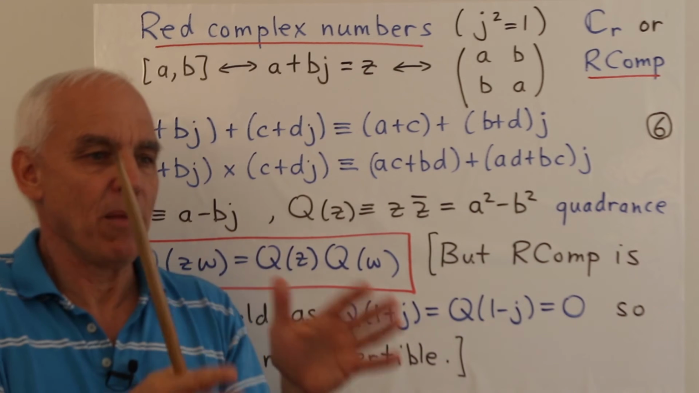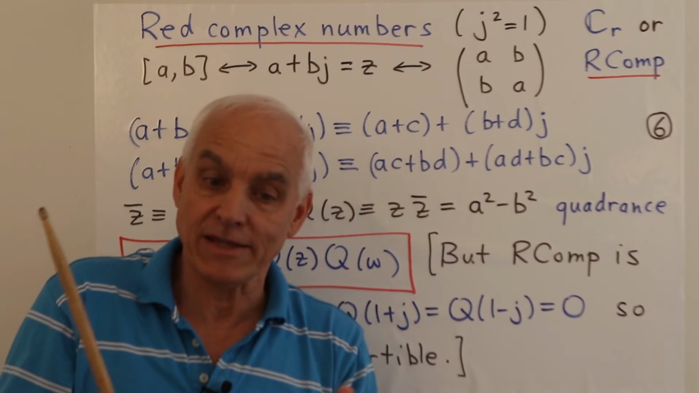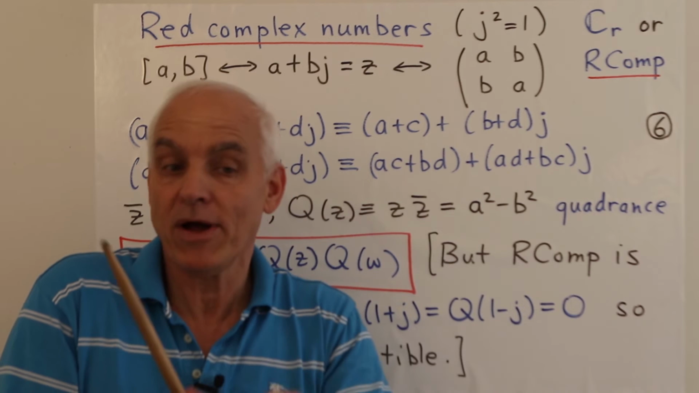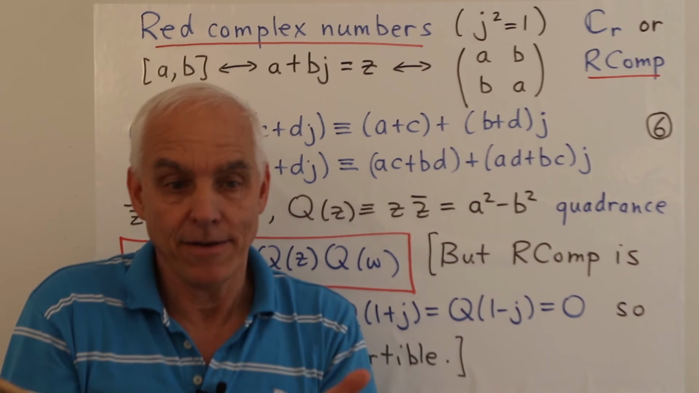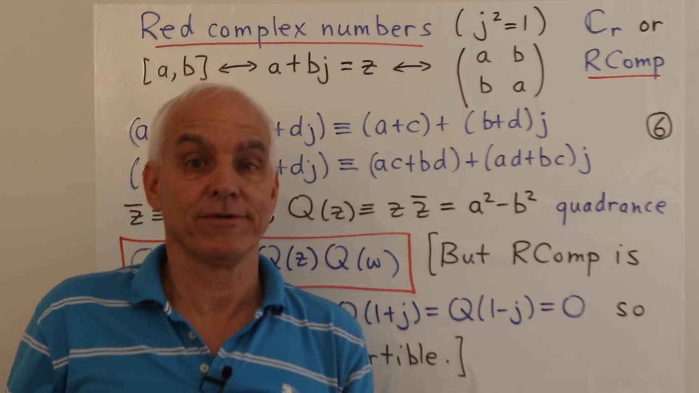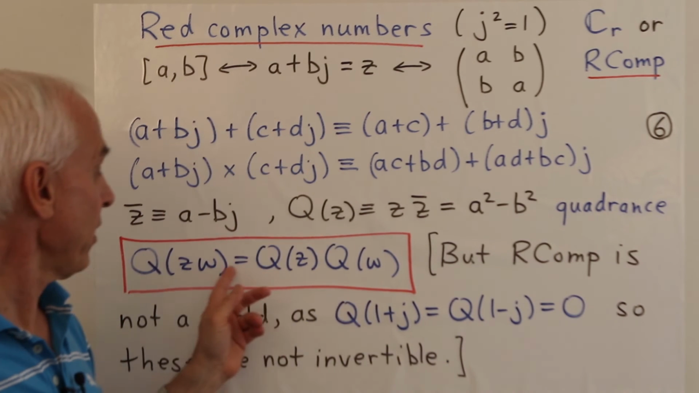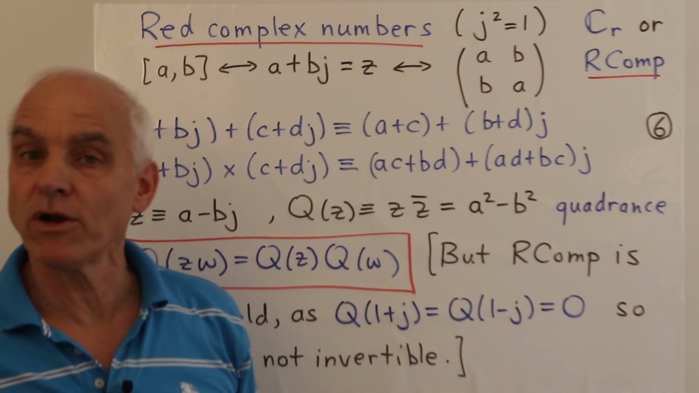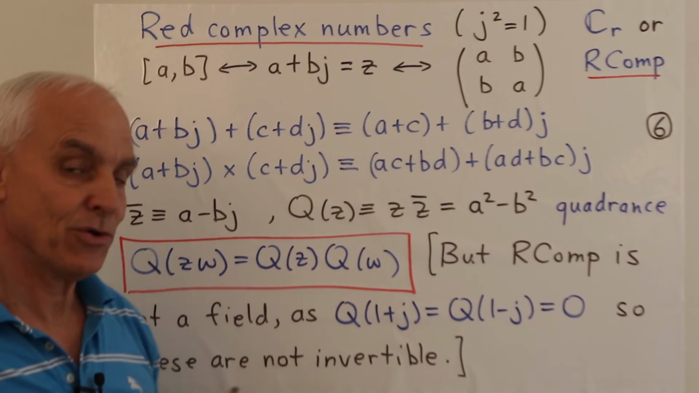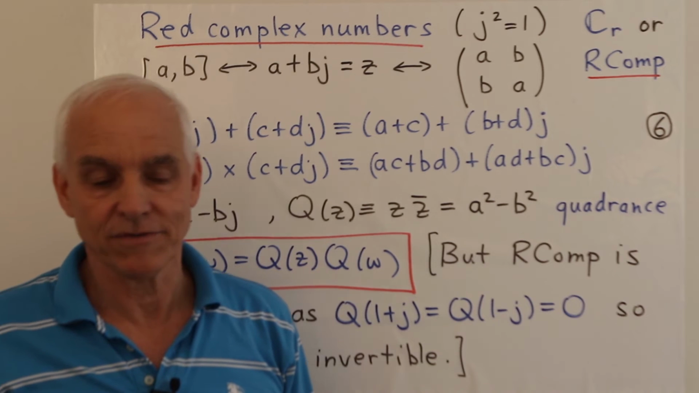So these red complex numbers also sit inside the algebra of 2 by 2 matrices, but in a different way from the blue complex numbers. Not better, not worse, just different. And then this quadrance is just the determinant, a squared minus b squared, of that. And so this is just the usual product of determinant rule.